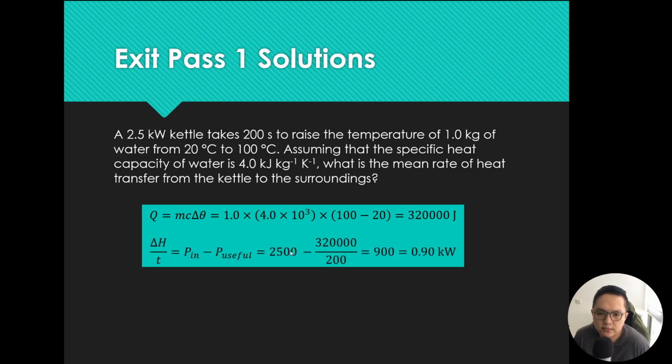Did I do something wrongly? Oh no, it's correct. What I've done is try to find the rate of heat loss by subtracting the useful power output from the power input. The power input is 2500 watts. The useful power is the power used to raise the temperature of the water, so I take 320,000 joules divided by the time taken, 200 seconds, and do this subtraction. I get 900 watts, so that's 0.90 kilowatts.